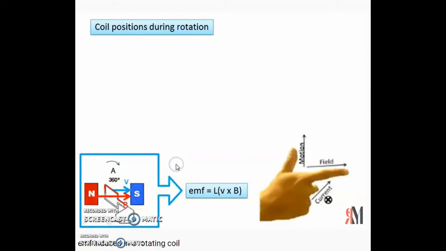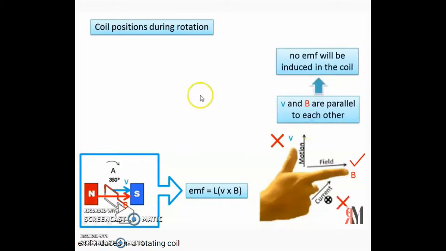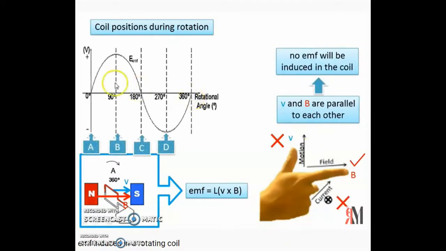Next, back to position A. For one complete rotation, the V direction is to the right, and the B direction is also to the right. Using Fleming's right hand rule, the pointer of the magnetic field B is to the right, but because V is parallel to B, no EMF is induced in the coil. So the graph is now back to 0.